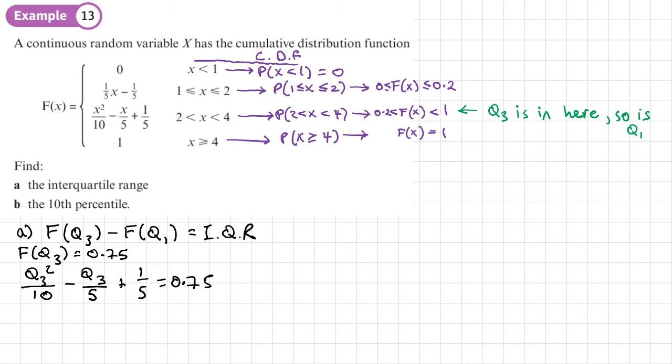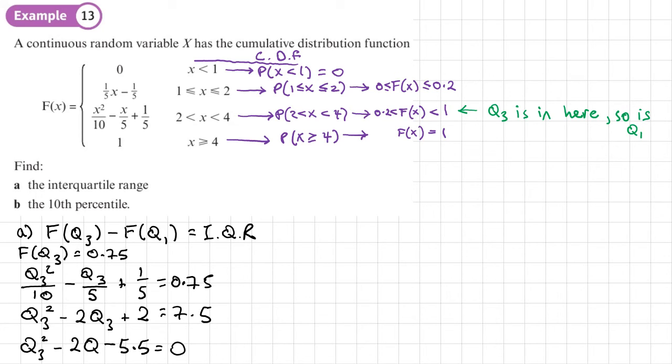We'll start by multiplying both sides by 10. So we'll get Q3 squared minus 2Q3 plus 2 equals 7.5. We'll take 7.5 away from both sides, and then we've got a quadratic: Q3 squared minus 2Q3 minus 5.5 equals 0.